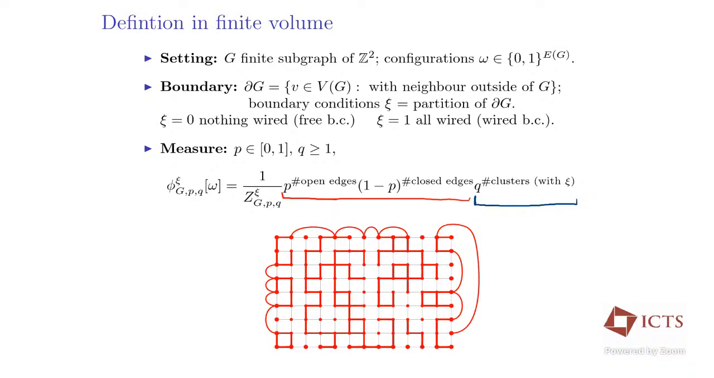Formally, a boundary condition is a partition of your boundary vertices. And when you count the clusters, you merge all clusters that are wired via boundary conditions. So here, for instance, in this picture, with these boundary conditions that I've drawn here, this connected component here and this one here are the same one. It counts as a single one, and this one here as well, and so on.